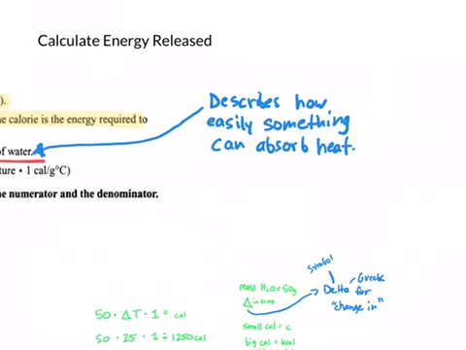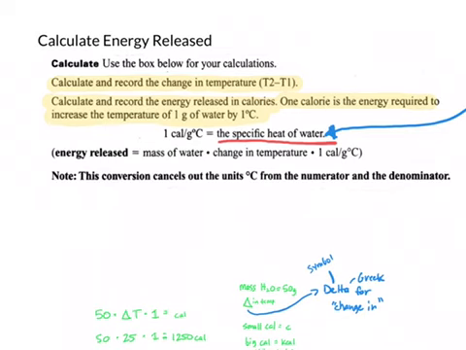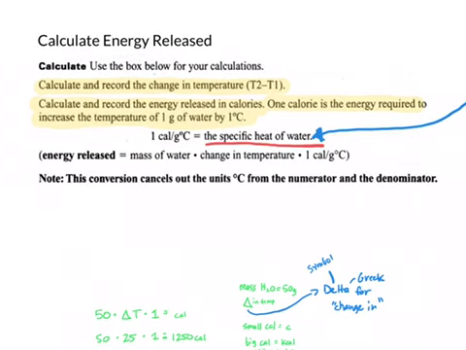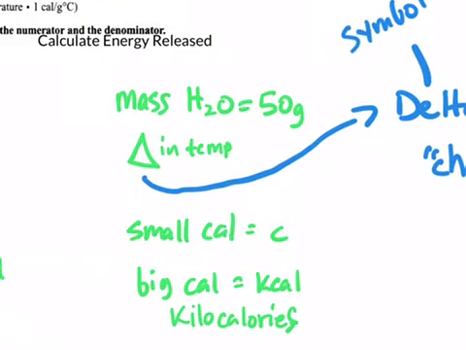Specific heat is just a way of describing how easily something can absorb heat, so how easily it heats up and cools down. The formula we're going to use to find the energy released is to take the mass of the water times the change in temperature and then times 1, which is the specific heat of water. We know so far from our lab that the mass of our water is 50 grams.